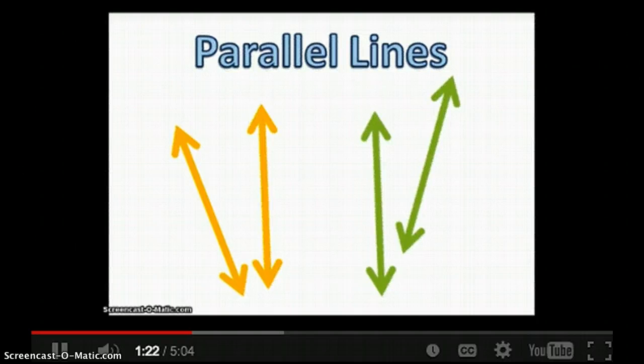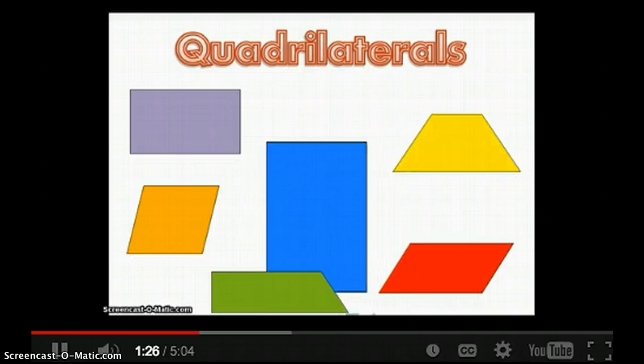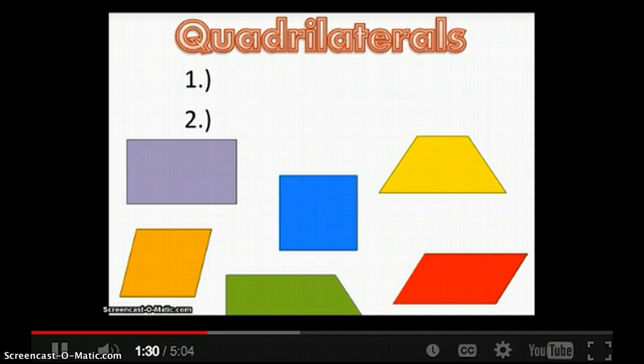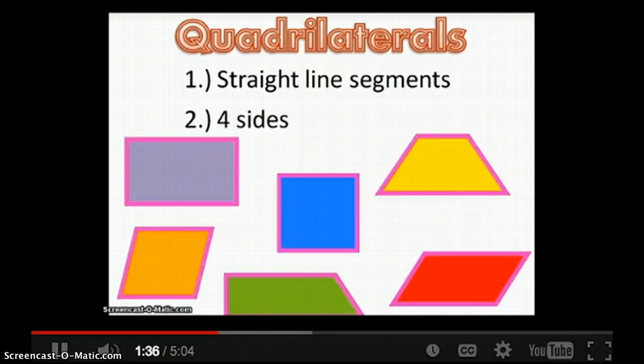Alright, so now that we've looked at polygons and some of our vocabulary words, let's look at quadrilaterals. So quadrilaterals really only have two major things. One, they're made of straight line segments. So really, they're just polygons. But they're polygons that have four sides. This is the key part for quadrilaterals.